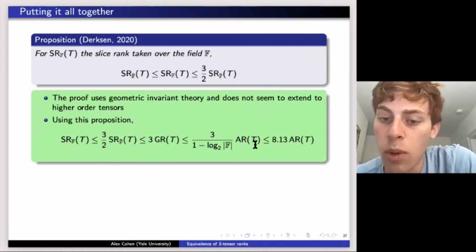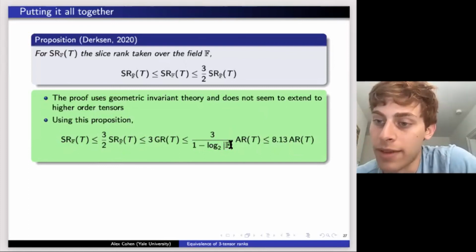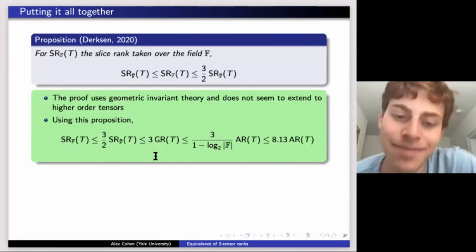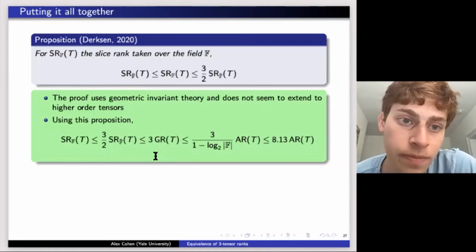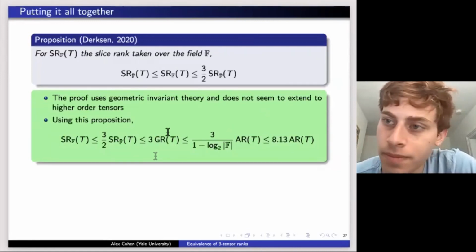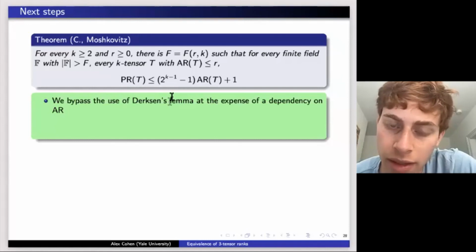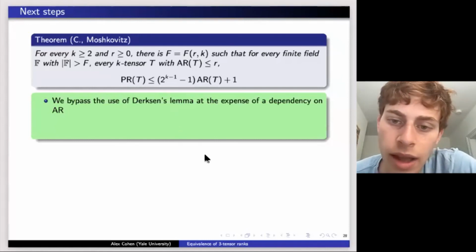And then we get 8.13 by plugging in size of F equals 3, the smallest number bigger than 2. And that's it. That is the completion of the proof. So okay, I'm just about done, but I'll state this extended theorem, which we proved more recently.